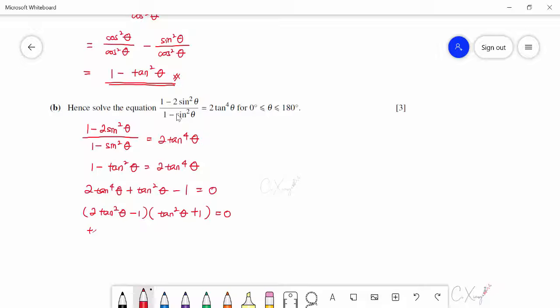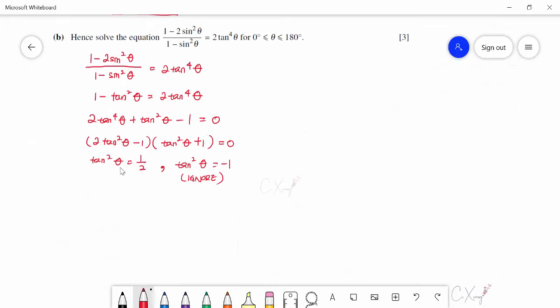So tangent square theta plus 1 equals 0, and tangent square theta equals half. Tangent square theta equals -1. Generally we need to ignore this part because when I want to take the square root, here we have a square, and we need to take the square root. When we take the square root of -1, it will give you a math error. So this part of the answer we will ignore. We will continue from here.